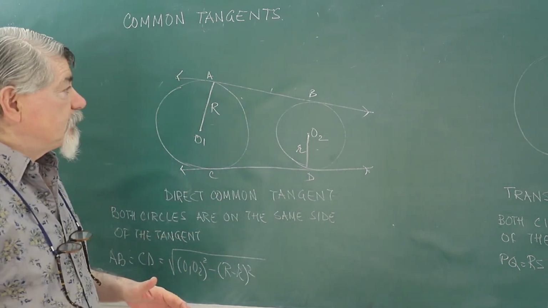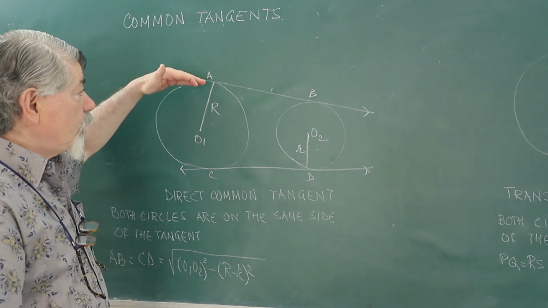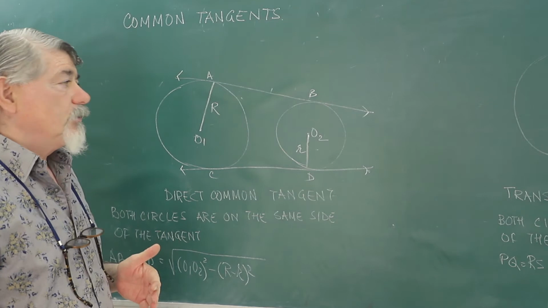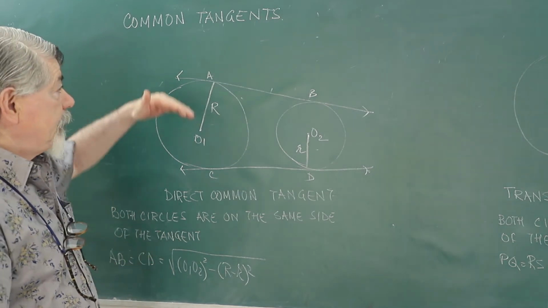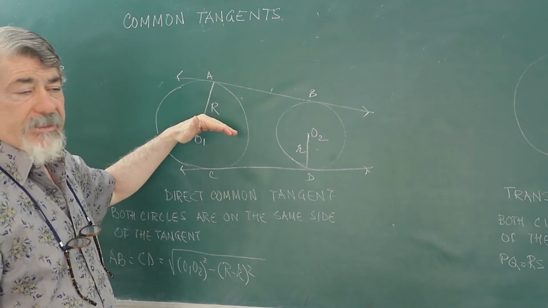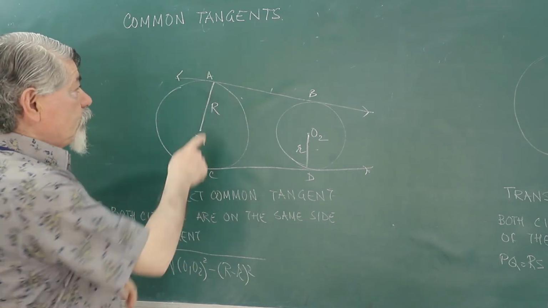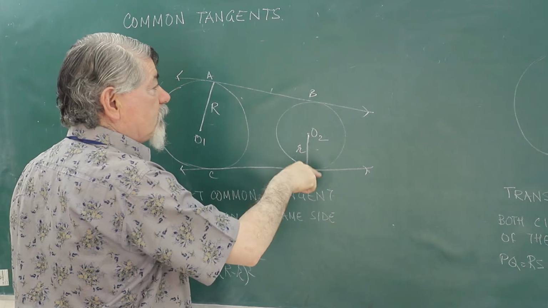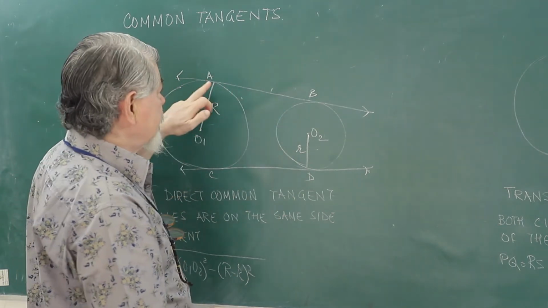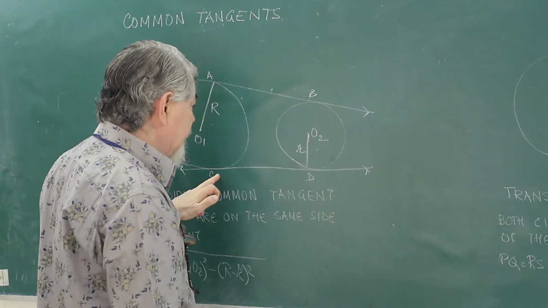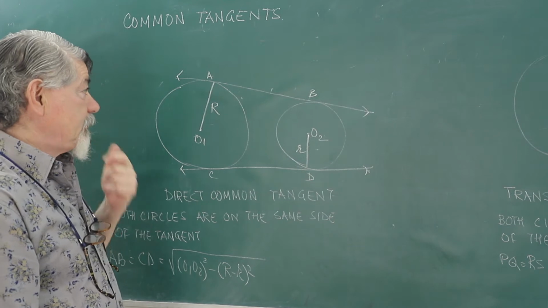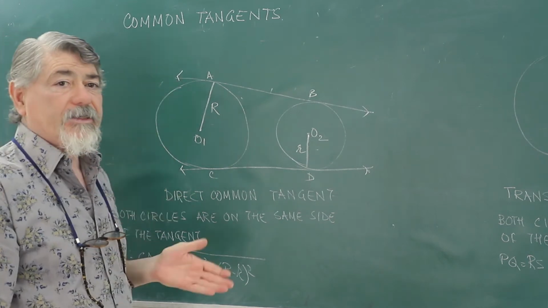What is to be noticed is that both the circles are on the same side of the straight line. It is below AB or it is above CD. That means both circles are on the same side of the line. Whatever the tangent is there, this AB and CD are called common tangents, and these are called direct common tangents.